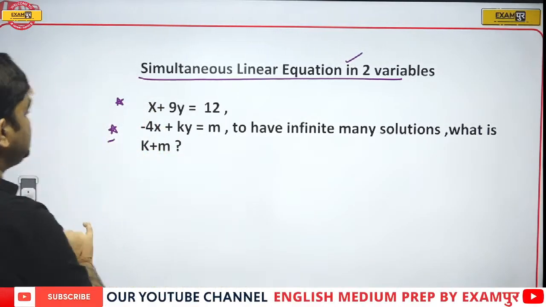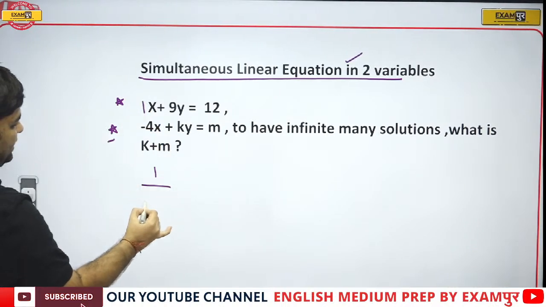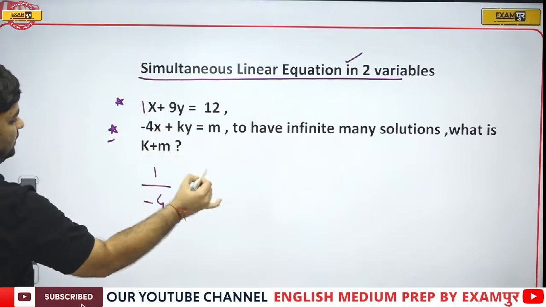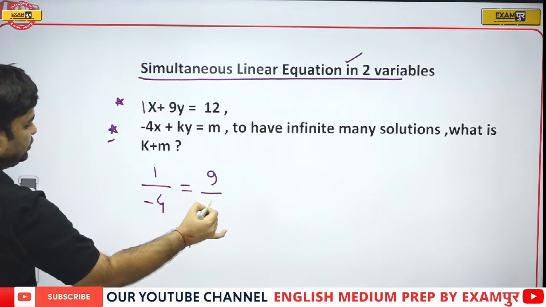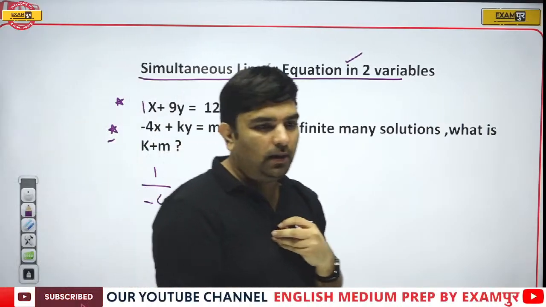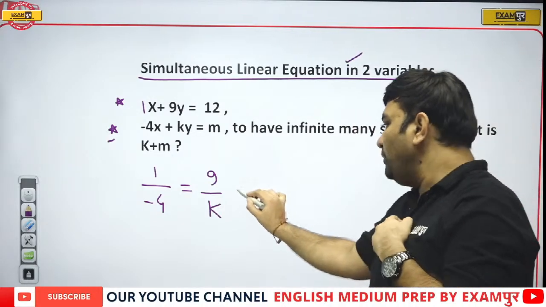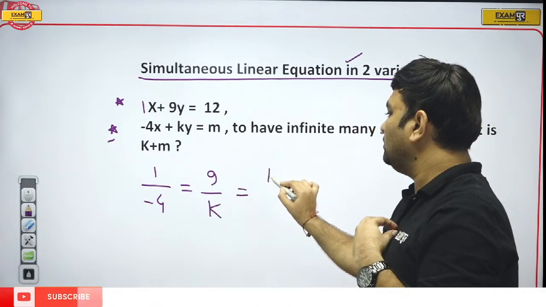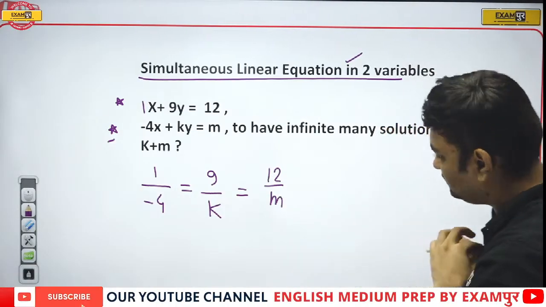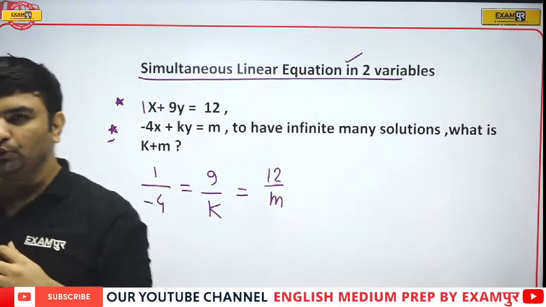Infinitely many means a1 upon a2 should be equal to b1 upon b2, and should be equal to c1 upon c2.